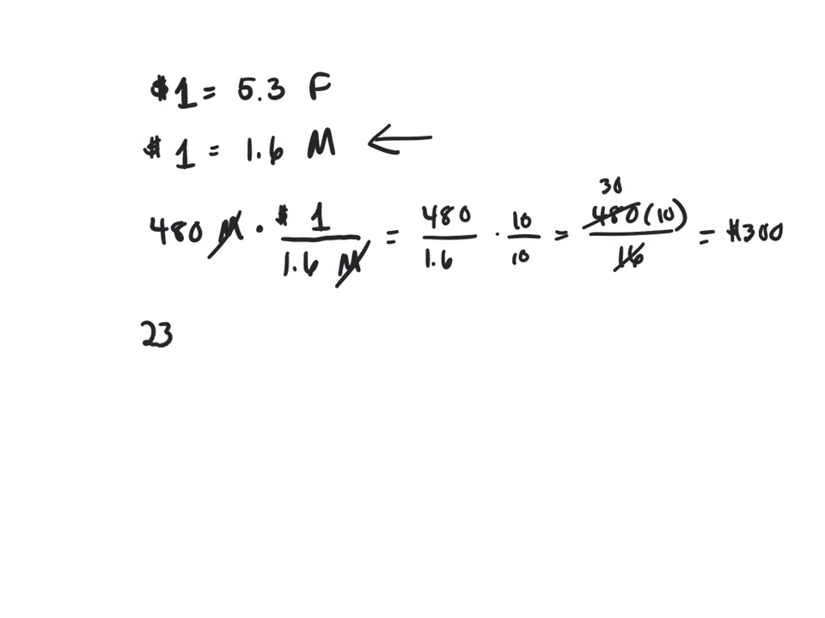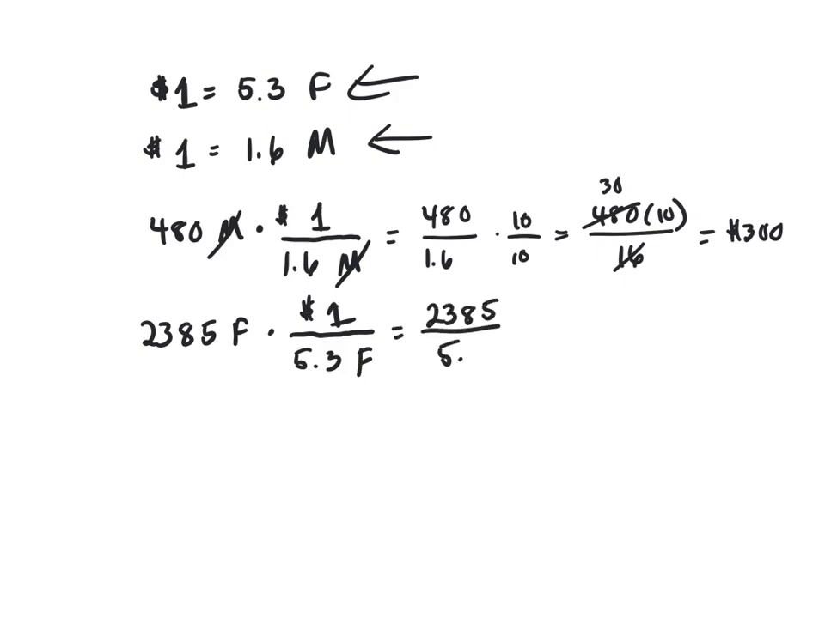2,385 francs. And I want to convert that to dollars. I want to multiply by a factor that will cancel the francs. And we know that 5.3 francs is $1. I'm using this top one. So I've got 2,385 over 5.3, multiply top and bottom by 10, 2,385 times 10 over 53, and I did long division.